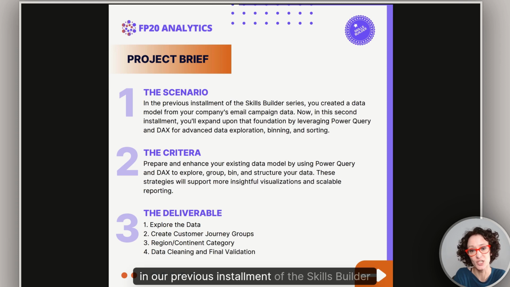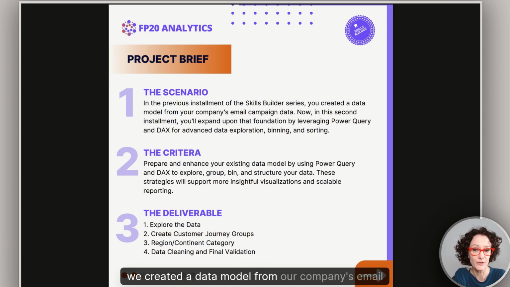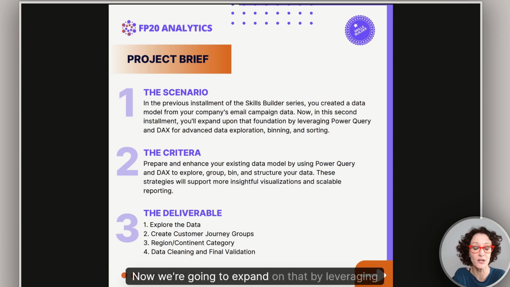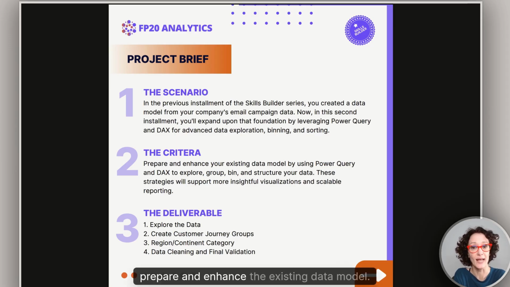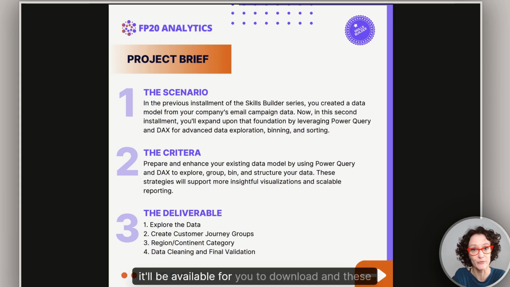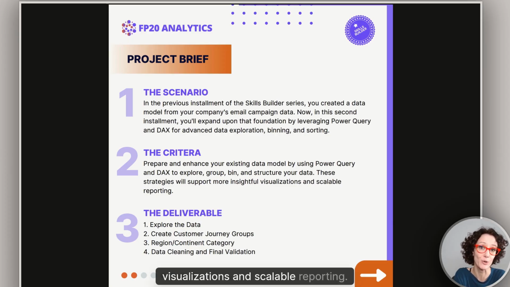In our previous installment of the Skills Builder series, we created a data model from our company's email campaign data. Now we're going to expand on that by leveraging Power Query and DAX for advanced data exploration, binning, and potentially sorting. So what we're going to do for our criteria is prepare and enhance the existing data model. And again, don't worry if you don't have that, it'll be available for you to download. And these strategies will support more insightful visualizations and scalable reporting.